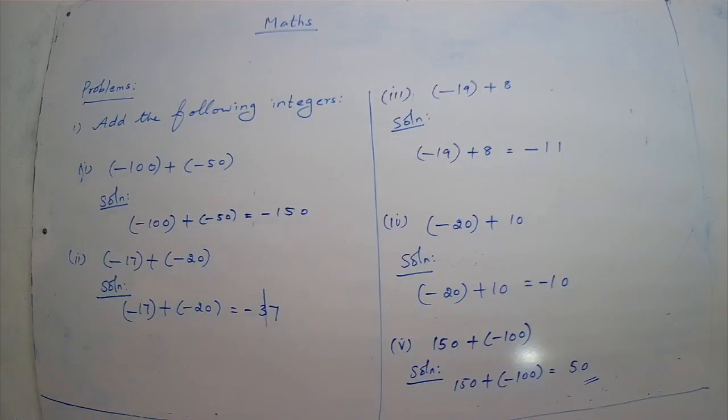So these integers have different signs. Yes or no? One is positive and another one is negative. So we find the difference, and we find the difference and put the greater number's sign. Same sums, third, fourth, fifth, same question type. Okay children, so please remember two rules only.